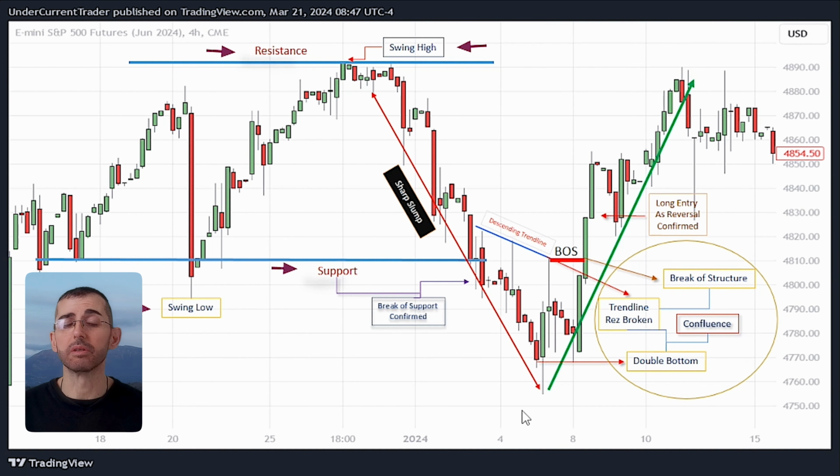This can be an inverted head and shoulders pattern, a double top, a series of higher lows or lower highs, rejection wicks, triple bottoms, and so on. In this particular case, after the market broke through support, it began to form a bottom, effectively halting this 120 points nosedive with this double bottom formation.